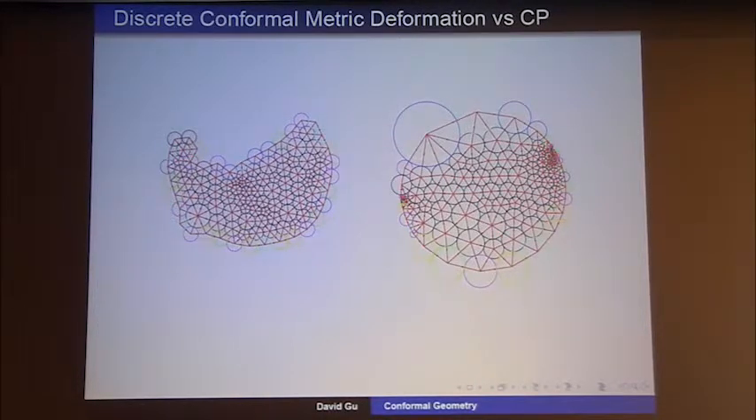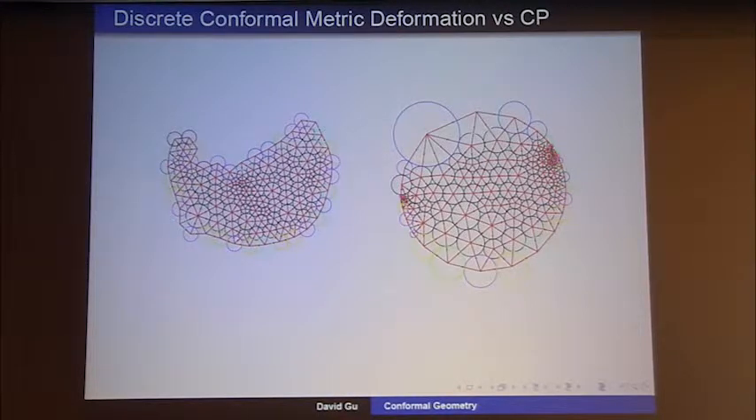Then Thurston conjectured that if we refine the triangulation, make the triangulation finer and finer, then this kind of mapping will converge. This piecewise linear mapping between triangulations will converge to the real conformal mapping. That's the intuition, because conformal mapping maps circles to circles, so we just map circles to circles. We change the size of the circles, but do not change the relation among circles.